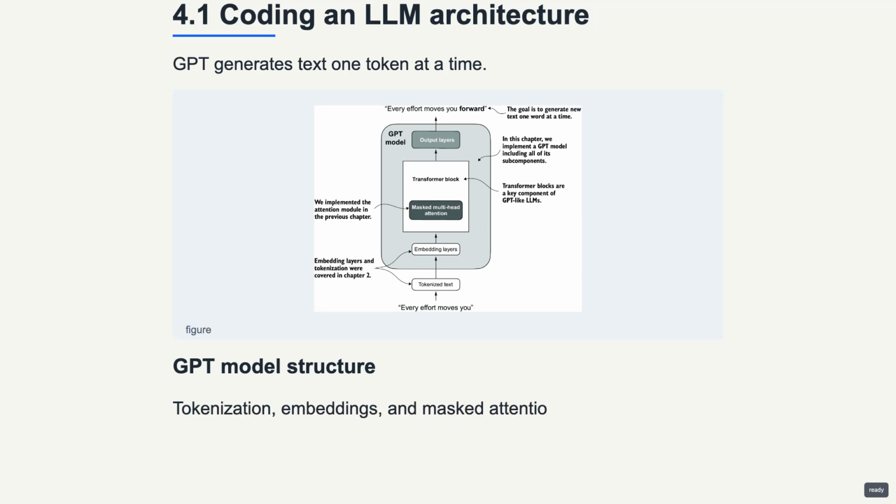Those earlier pieces give us the inputs and the attention mechanism. So the remaining job is to assemble them into the full GPT core. The transformer blocks are the central structure, and training them is what makes the model useful for text generation.